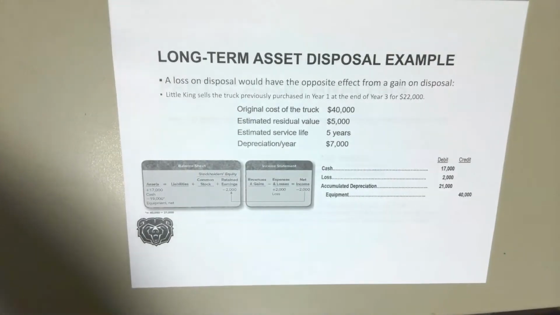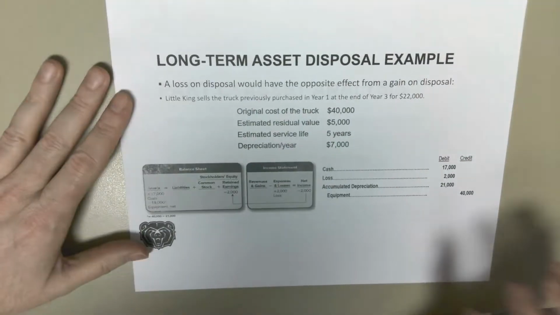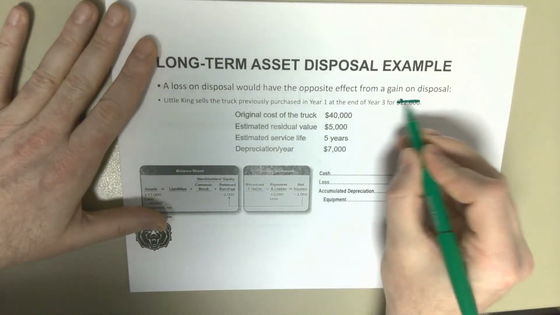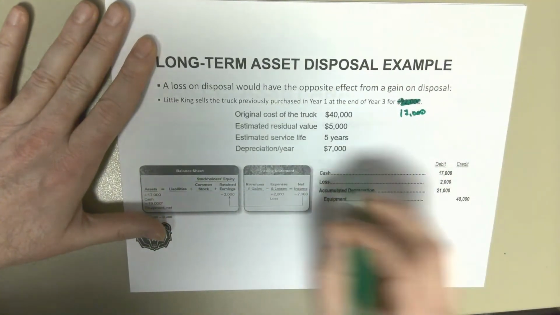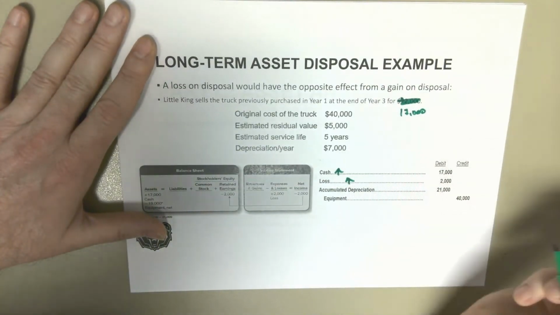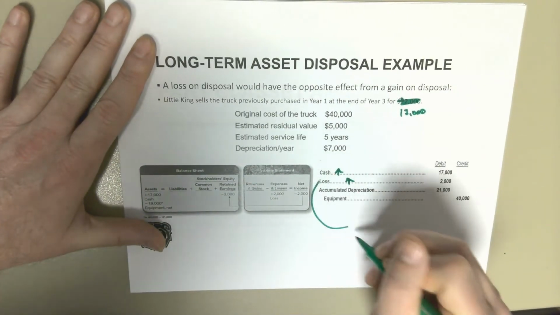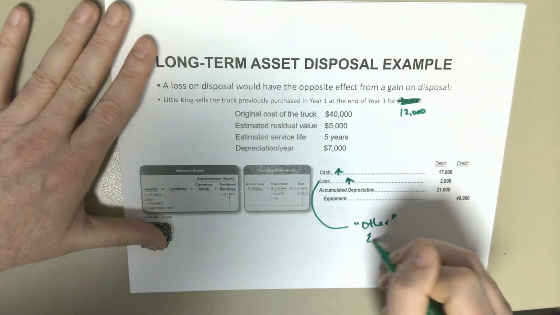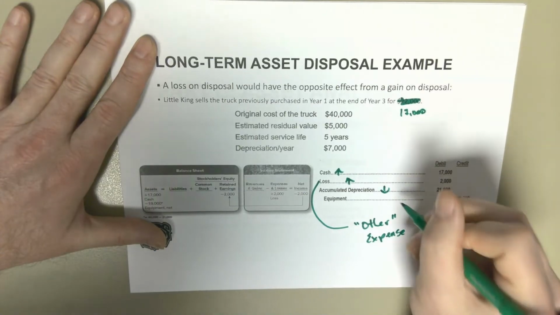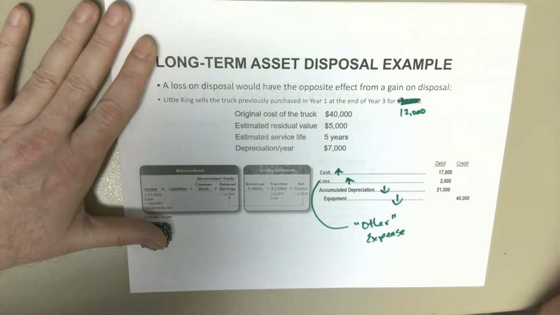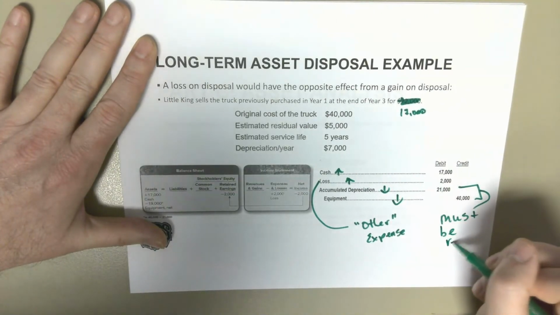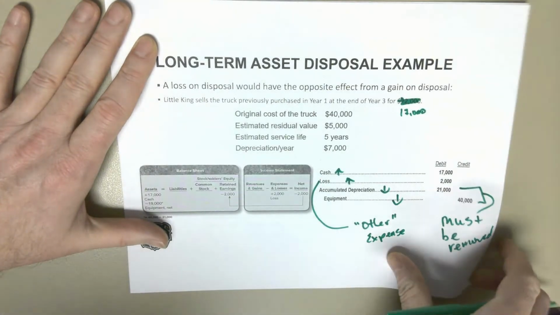The way that is going to look will be very similar to the way it looked in the last journal entry, except here, we're going to increase cash because, again, we did get cash, but we're going to increase this loss. Okay, this is an increase to a loss, which, if you remember, is just an other expense. We're going to decrease accumulated depreciation again, and we're going to decrease our equipment again because we have to remove both of these from the book. Okay.